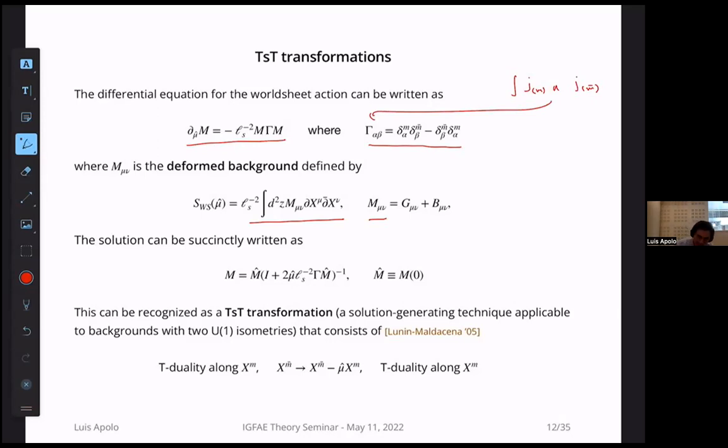And the solution to this differential equation is easy to find, and it's given here, where M hat is the undeformed background. So it's your boundary condition. And this turns out to be nothing but a TsT transformation written in a nice way, which consists of T-duality along one coordinate, shift along another coordinate, and then T-duality along the original coordinate to get us back to the original theory.